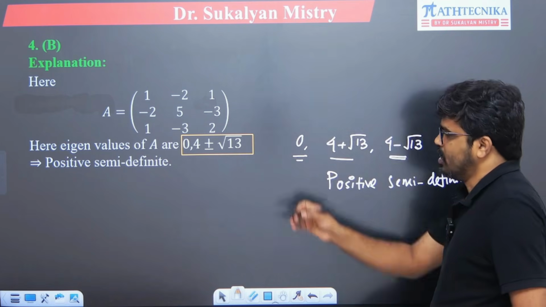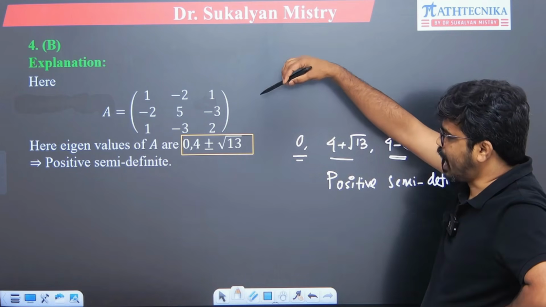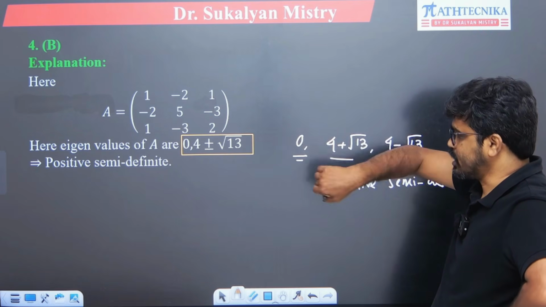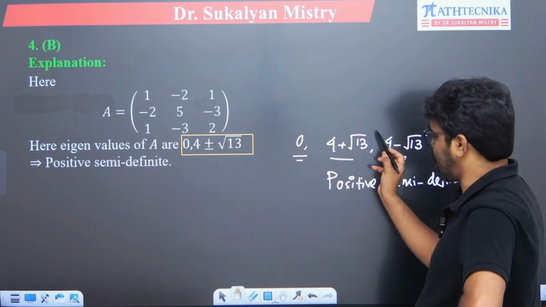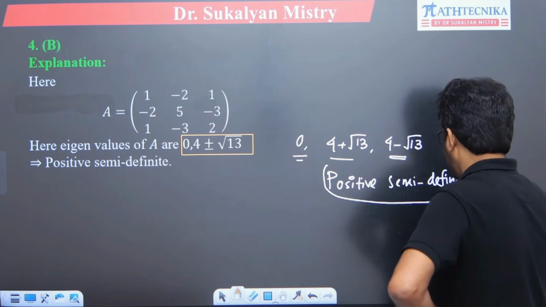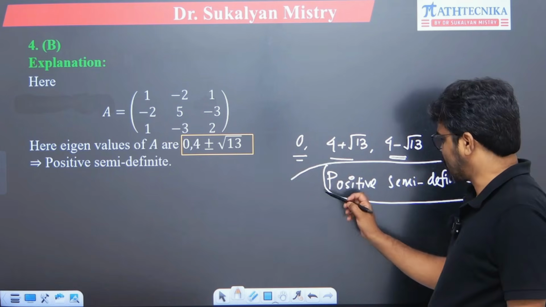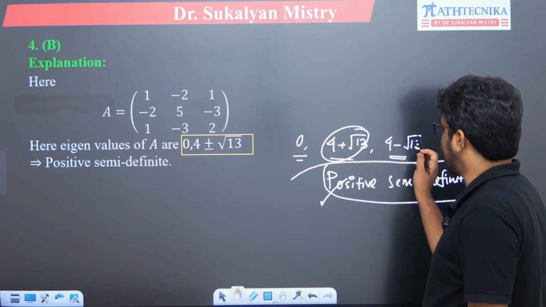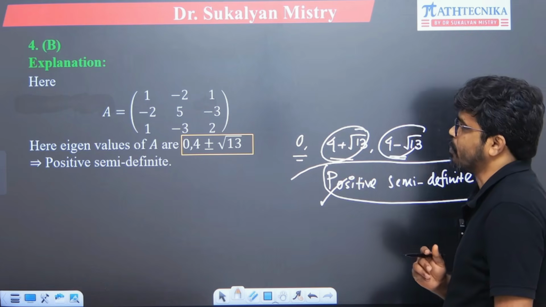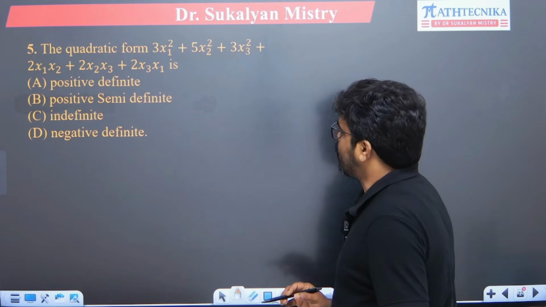Clear? If we calculate these eigenvalues, the eigenvalues are 0, 4 plus root 13 and 4 minus root 13. One eigenvalue is 0 and the others are positive, so this is positive semi definite. Okay, so next problem.